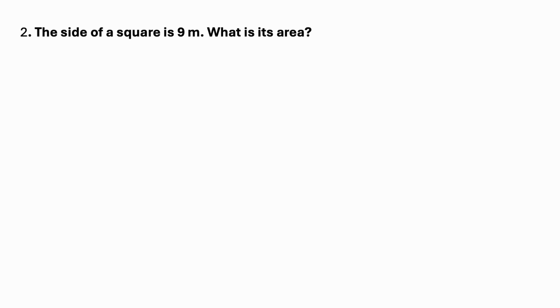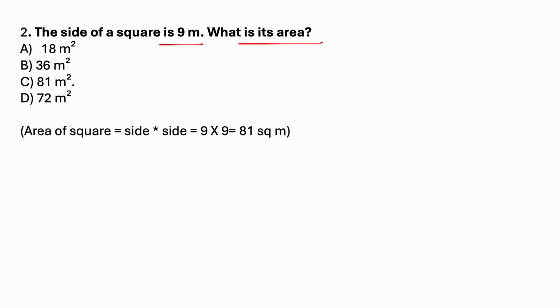Next one, the side of a square is 9 meter. What is its area? We have to find the area of a square. The side of the square is given as 9 meter. See here options are 18 meter square, 36 meter square, 81 meter square, 72 meter square. So what is the formula for finding area of a square? Area is equal to side into side. Area of a square is equal to side into side.